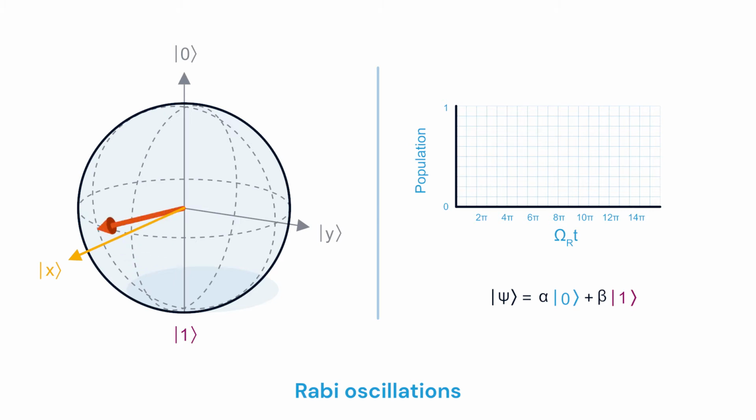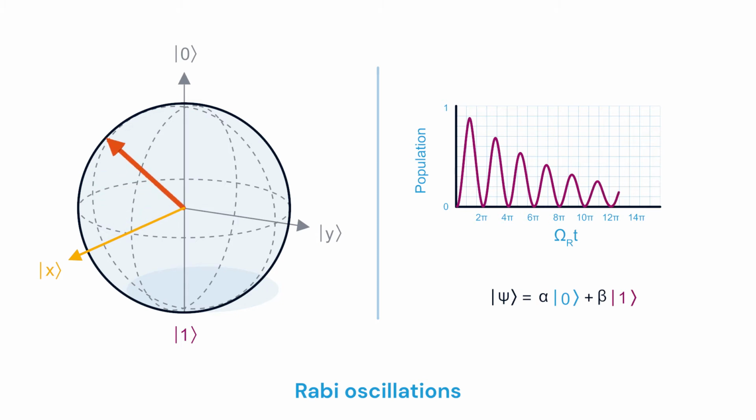This results in exponentially decaying Rabi oscillations. So the state vector doesn't reach the north and the south pole of the Bloch sphere anymore. If the decay of the Rabi oscillations reaches the 1 over e point, we have reached the decay time T Rabi, which is a measure of the qubit lifetime.